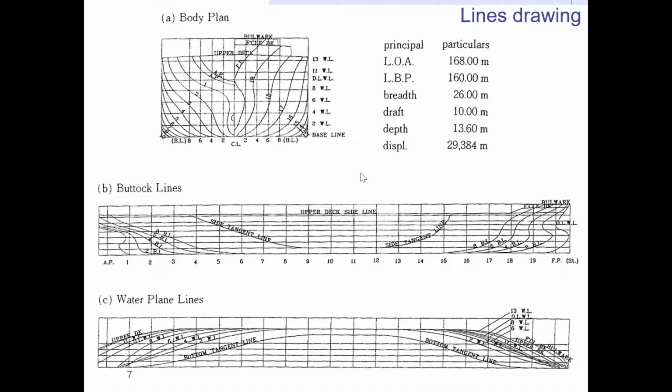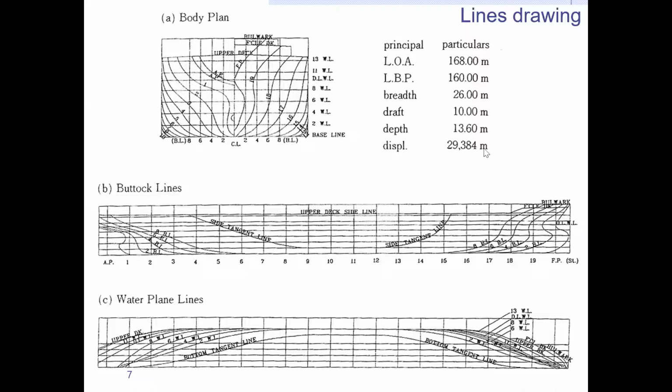And the depth of the ship is 13.6 up to the upper deck. There is an upper deck here, right? Depth is measured up to there. And the difference between depth and draft, I can say this is the freeboard for safety.